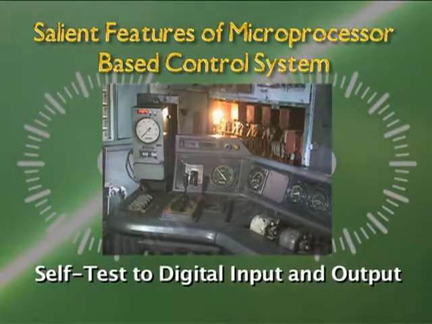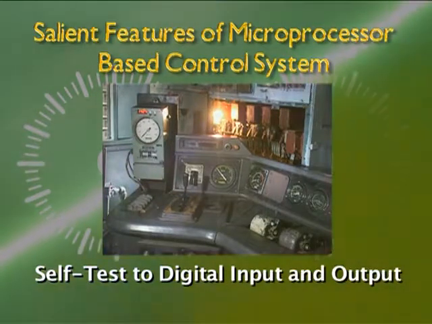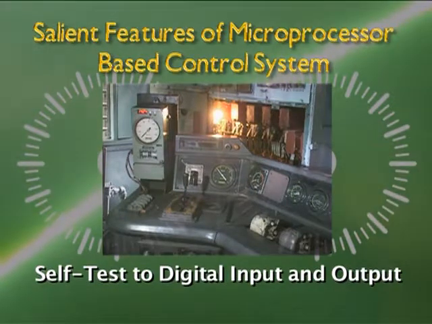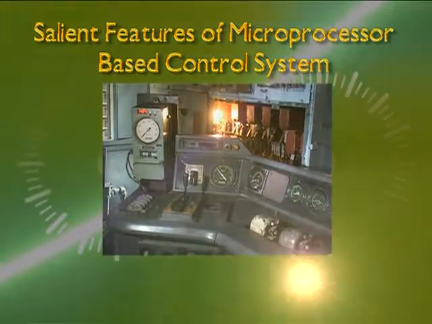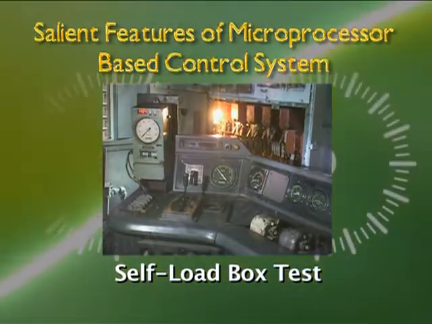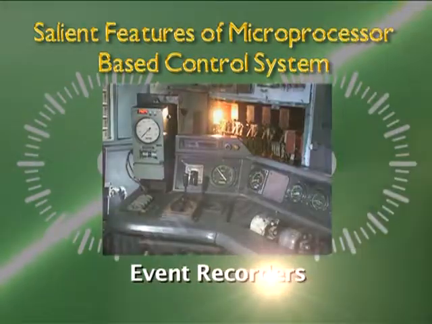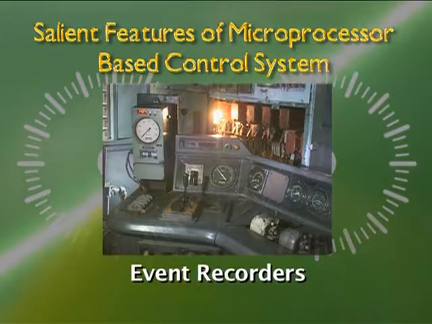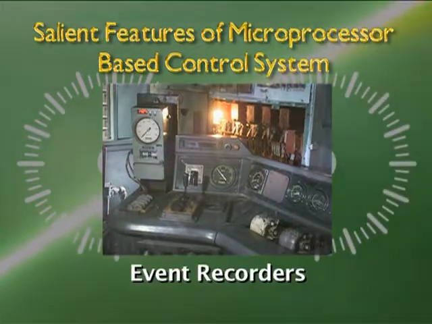MEP 660 has a self-test facility for all digital inputs, outputs, and output devices, which enables the maintenance staff to identify wiring faults quickly. Self-load box test. A simple load test can be carried out to know the performance of the engine and the entire control system. Event recorders. This system records the data on a compact, non-volatile flash memory unit that does not need any electrical power to retain the data in the memory.